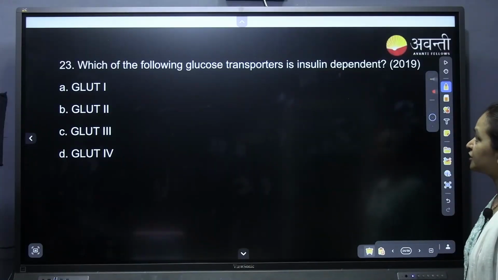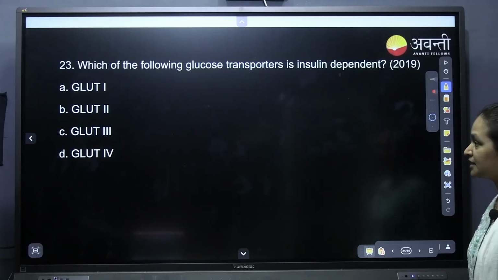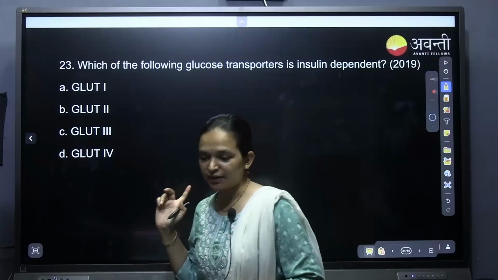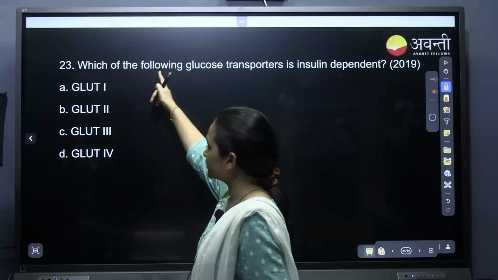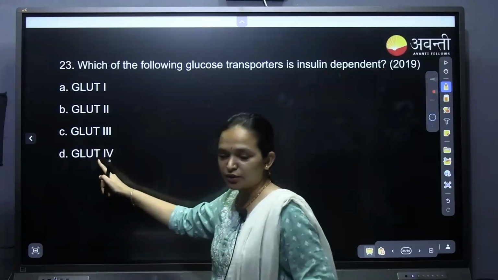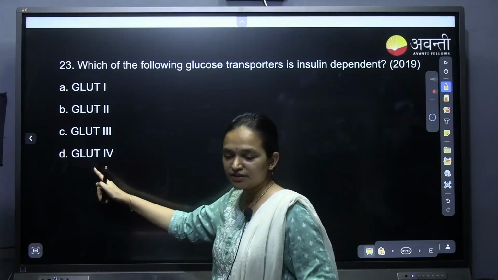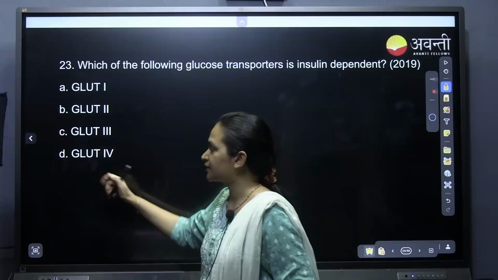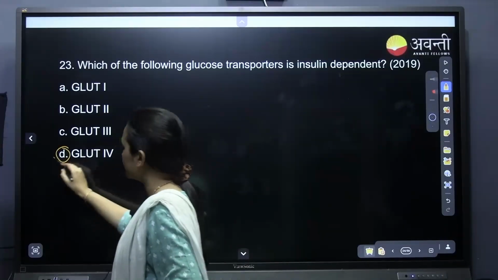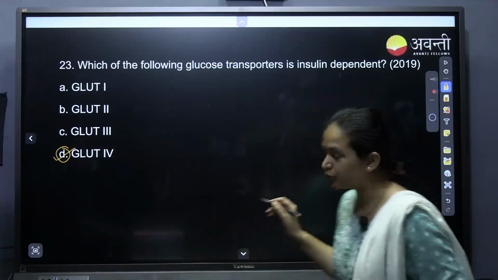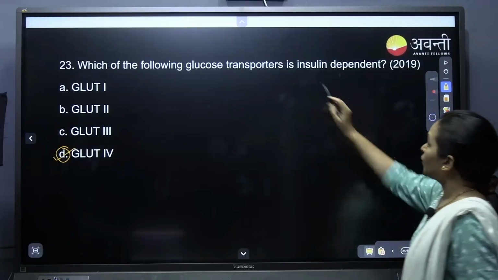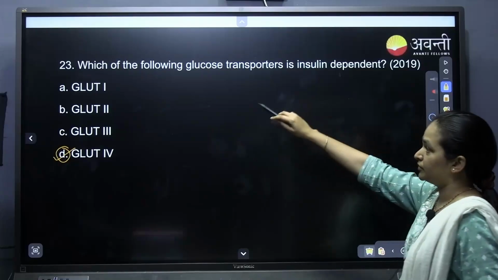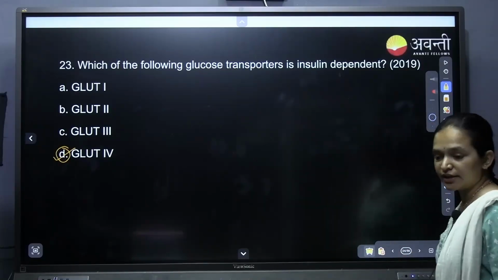Which of the glucose transporters is insulin dependent? In a previous slide when we were discussing glucose transporters, there it was written GLUT4 as a glucose transporter, a transmembrane protein. So GLUT4 is the answer. GLUT4 is a transmembrane protein that is insulin dependent, okay, understood?